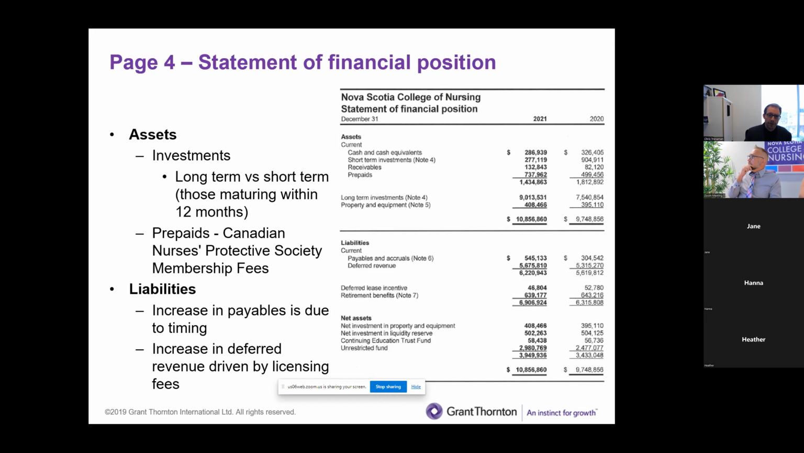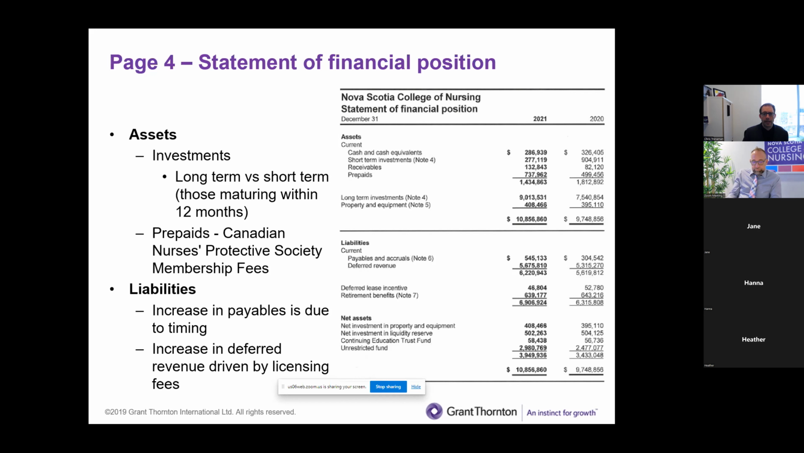Looking at the assets first, a couple pieces to note. Total assets have increased year over year, demonstrating again solid financial position of the Nova Scotia College of Nursing. There have also been some swings within the investment balance. You can see that short-term investments dropping from 900,000 to 277, but at the same time, long-term investments increasing substantially as well. And really that's driven by timing. When amounts are due within the next 12 months, they're moved to short-term. In the current year, because the instruments have longer lifespans, they've been moved to the long-term investment.